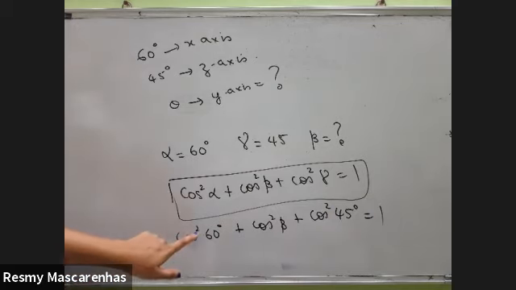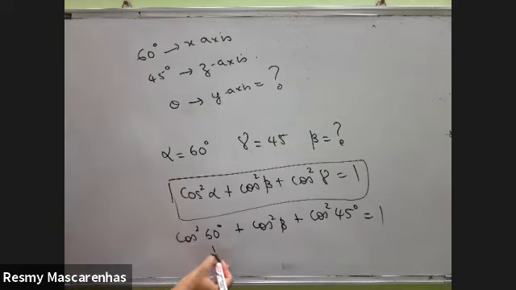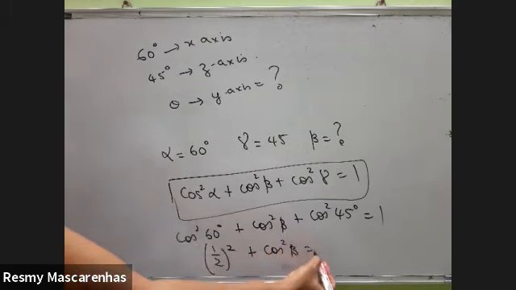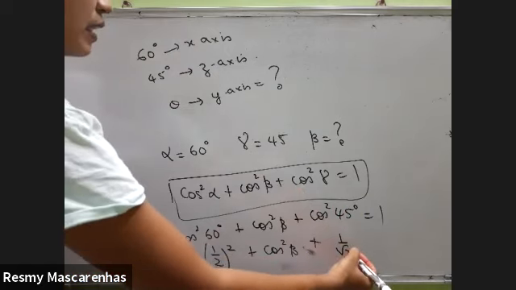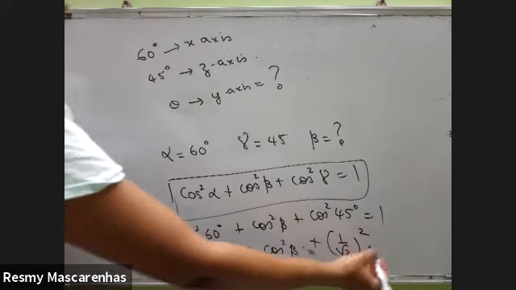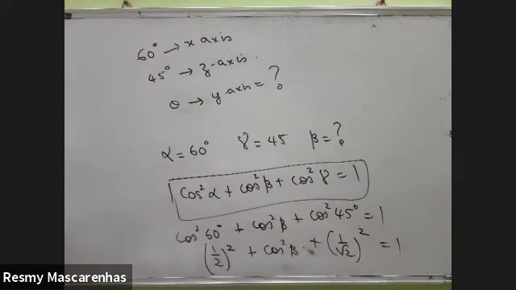Square means what? First don't square. First find cos of 60. That will be half, and then the square is there. Cos square beta plus cos 45, so that will be 1 upon root 2, and then whole square is equal to 1. And now you solve.